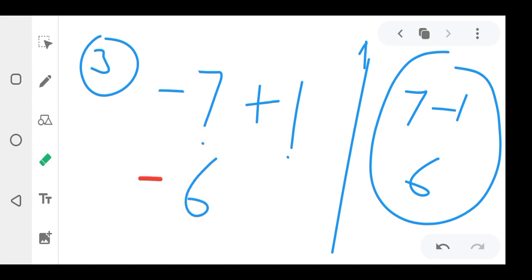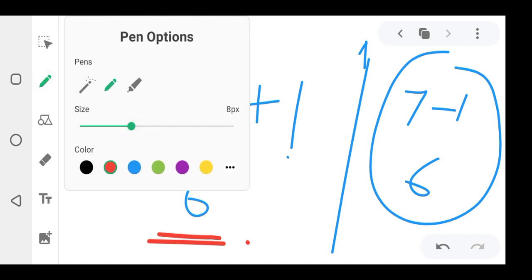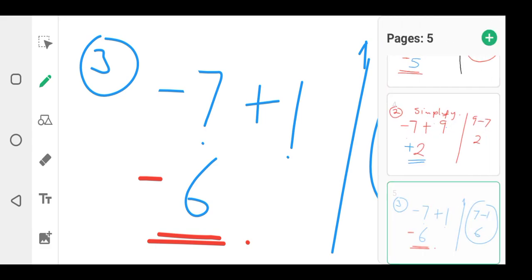Okay? So that's how you do it. That's how you do it. So the answer there is actually negative 6. Okay? So it applies. Okay, it applies. So same thing again, this is question 3. If I put question 4, I can say negative 6 plus 4. Okay, we are simplifying this.